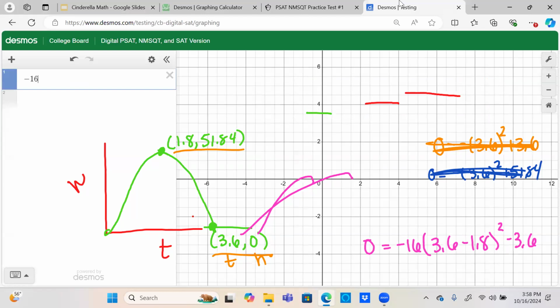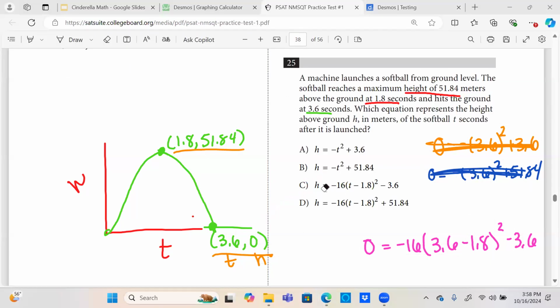Negative 16. Does this equal 0? No, it doesn't. So it better be D. So C is out. By process of elimination, we should be at D.